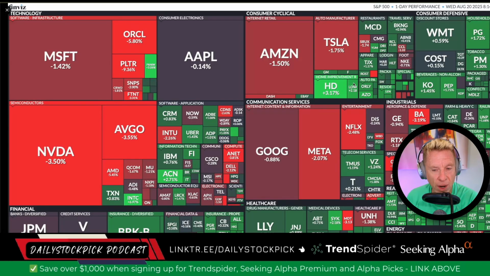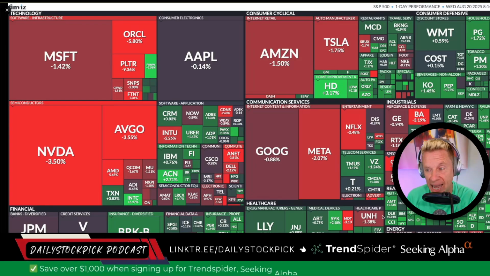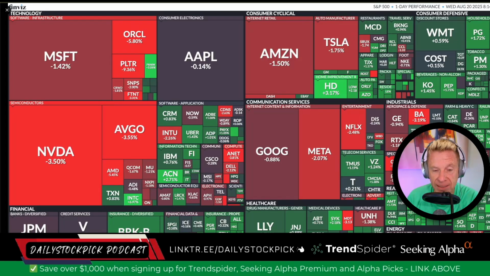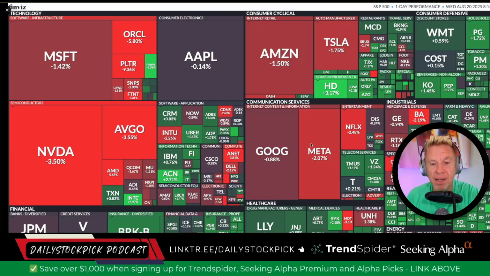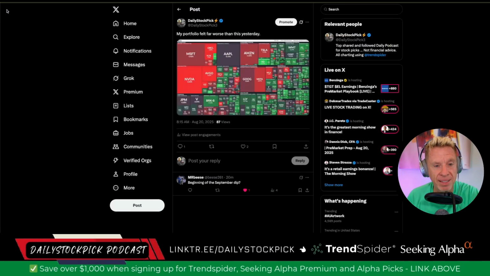There is green over on the right-hand side in consumer defensive, in industrials, in utilities, in real estate, in healthcare. It depends on where you're at because there's big red over here in Broadcom, over here in Oracle, over here in NVIDIA, over here in Coinbase. So there's a lot of red, but there is green. So depending on where your portfolio is highlighted, that's going to determine what kind of pain you felt yesterday.